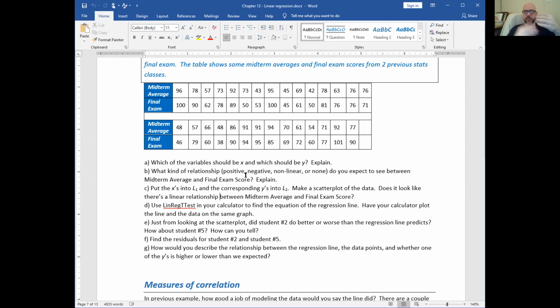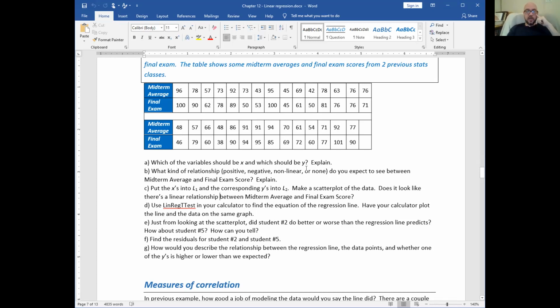A positive relationship is something that reinforces something else. The more time you study, the better you will do in a class, or the better you do on your midterm, the better I would expect you would do on final exam scores. So I'm thinking of this as probably a positive relationship. Of course, I'm cheating a little bit because I've already done this analysis, and it is, but that's the logic you want to use there.